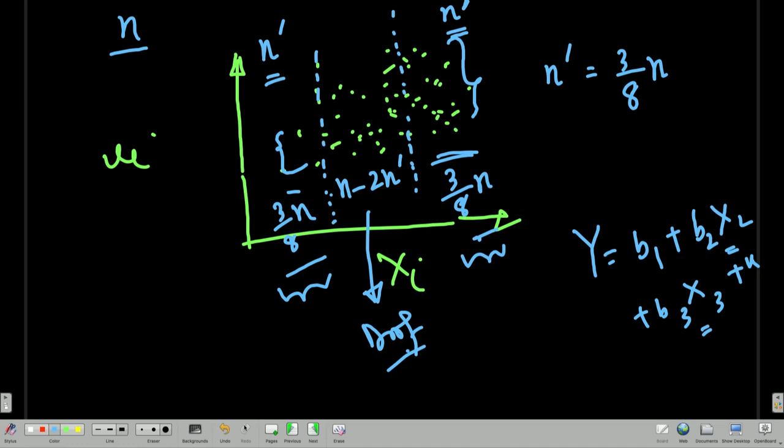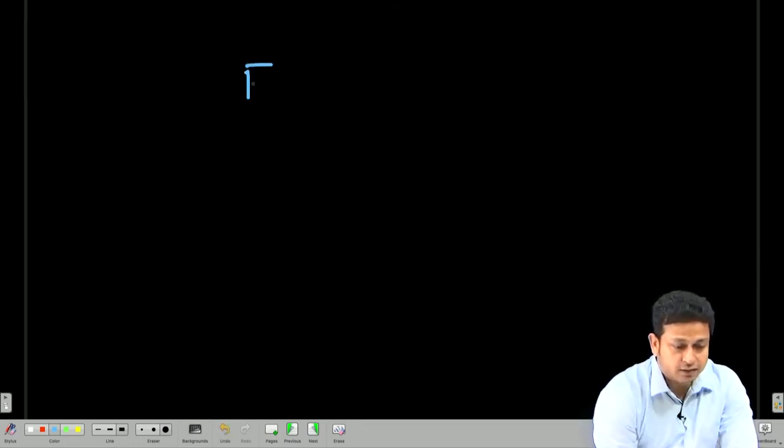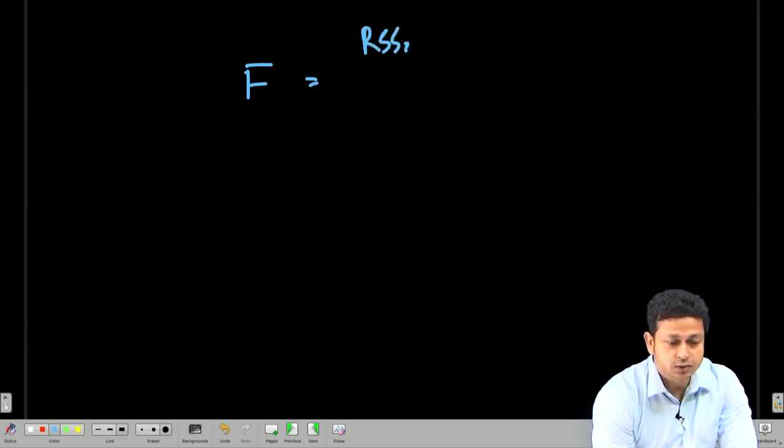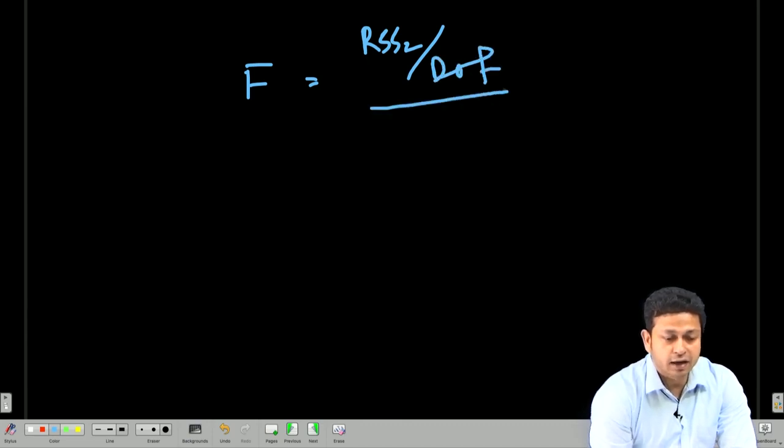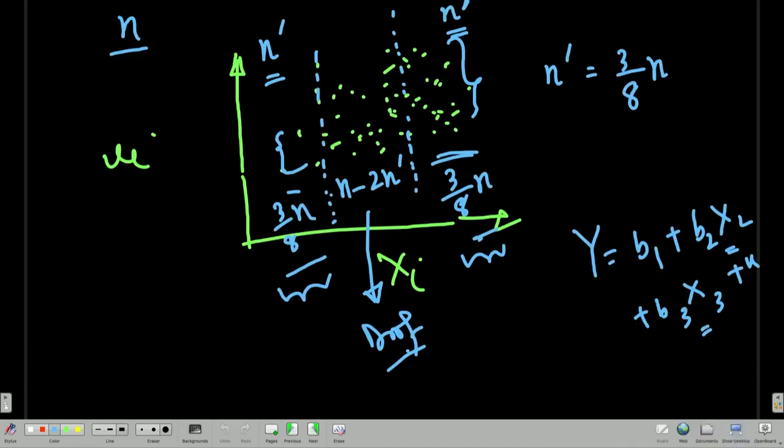So what we will do is simply a variant of the F test, where we will do F equal to residual sum of squares RSS2 by the corresponding DOF, and RSS1 residual sum of squares by the corresponding DOF. So how do we do the F test? We take the larger one in the numerator. This is the part where we have larger variance. So let's call it RSS2, or you can also call it RSS large.